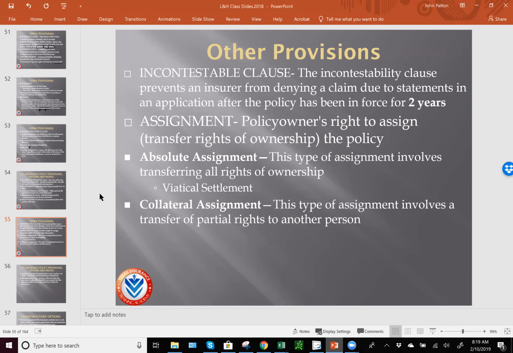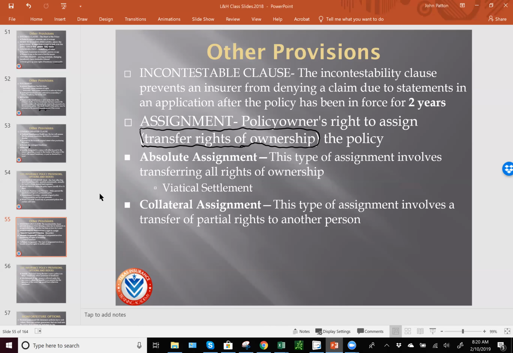Next is the assignment provision. The word assignment means transfer of owner's rights. Okay, that's really the definition I want you to have. Transfer of owner's rights. There are 2 ways that owner's rights could be transferred or a policy assigned. First, there is an absolute assignment. An absolute assignment is a complete and permanent transfer of all rights in a policy. One example would be like when my child turned 18, I could transfer all rights over to them. They could start making their own decisions.